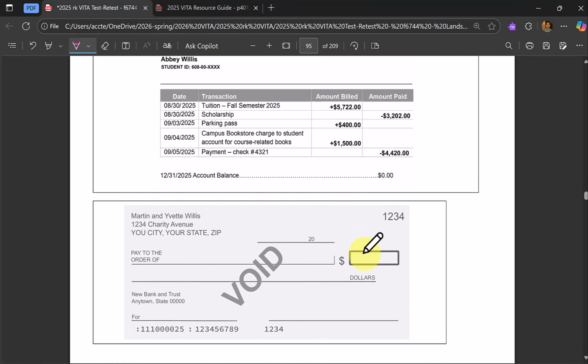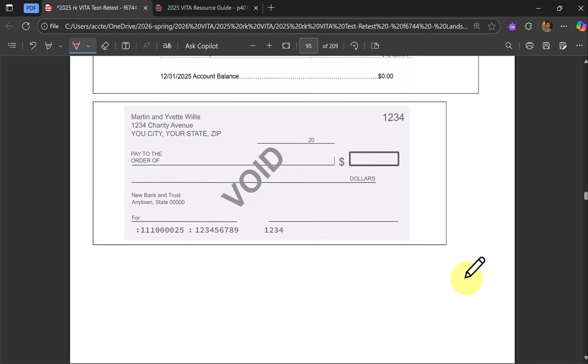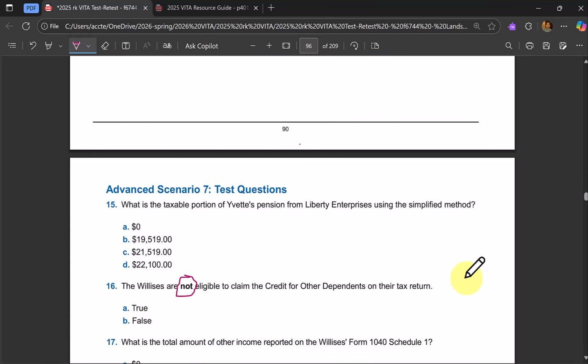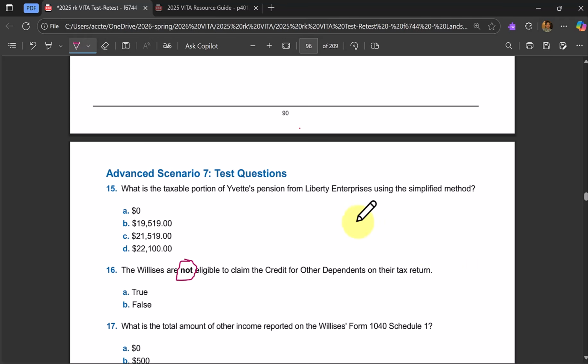And a check. We're going to use the routing number and the account number to have their refund direct deposited into this checking account. Okay, and of course, maybe the thing to do is kind of look at the questions to see if we can know what to look out for. So we ask here the taxable portion of Yvette's pension. Okay, again, using that simplified method worksheet.